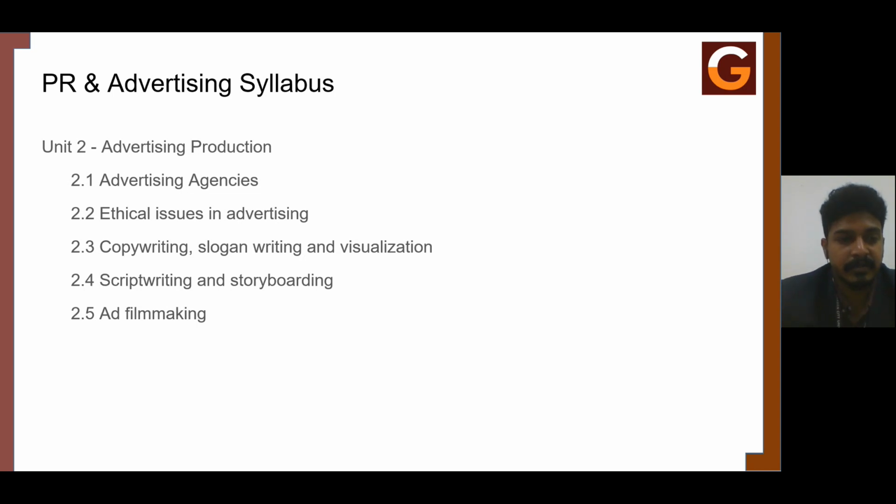2.4 is going to be looking at script writing and storyboarding, which is to write down the finer details of what plays out in your ad, if it's a television ad, or if in case you need to actually make a detailed script, you will probably go for storyboarding as well, where you will be drawing down different frames and trying to understand what comes in terms of the screenplay of your ad.